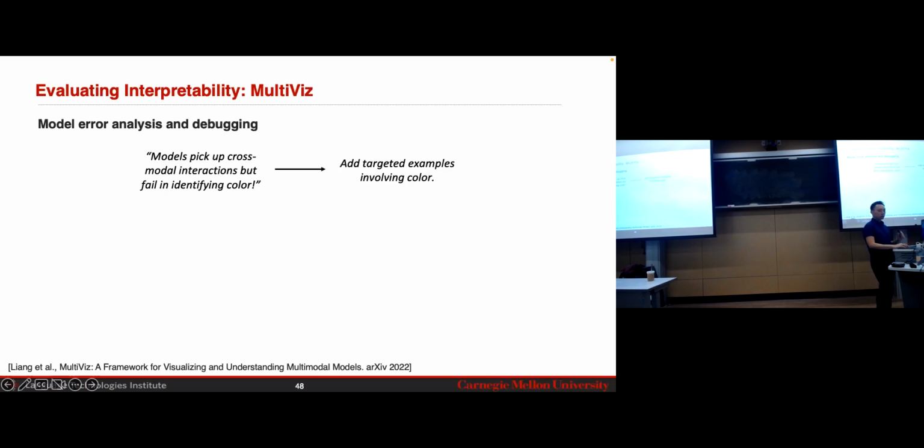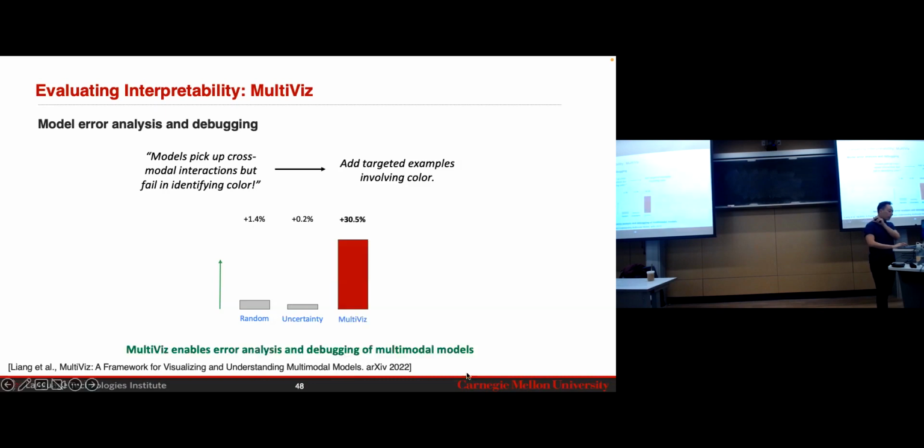So why don't we just add targeted examples involving color? If we just randomly add like 500 data points, you get perhaps 1.4% improvement. If you base it on active learning, you get a little bit of improvement. But if you get, for example, targeted examples involving color, you can actually try to fix this bug. Very quickly, you see a big improvement on this data set.